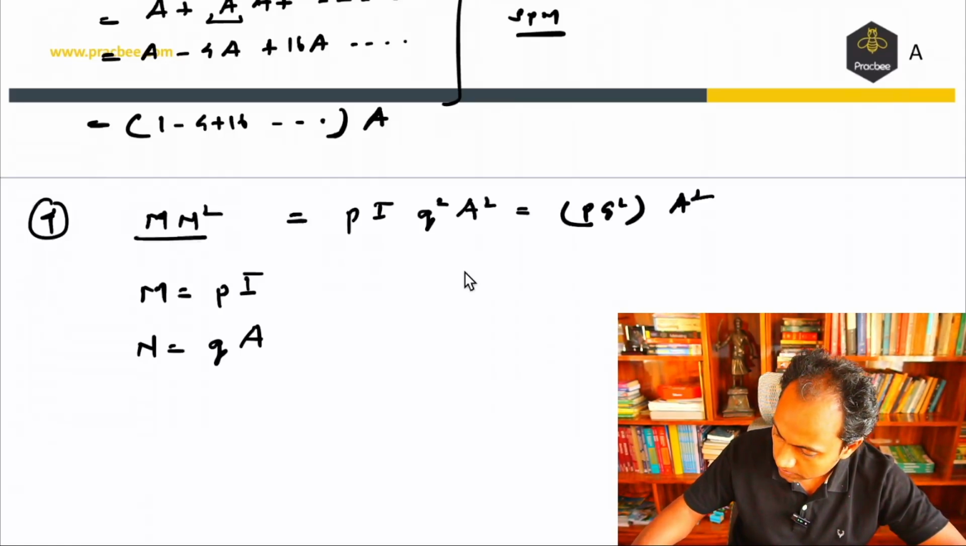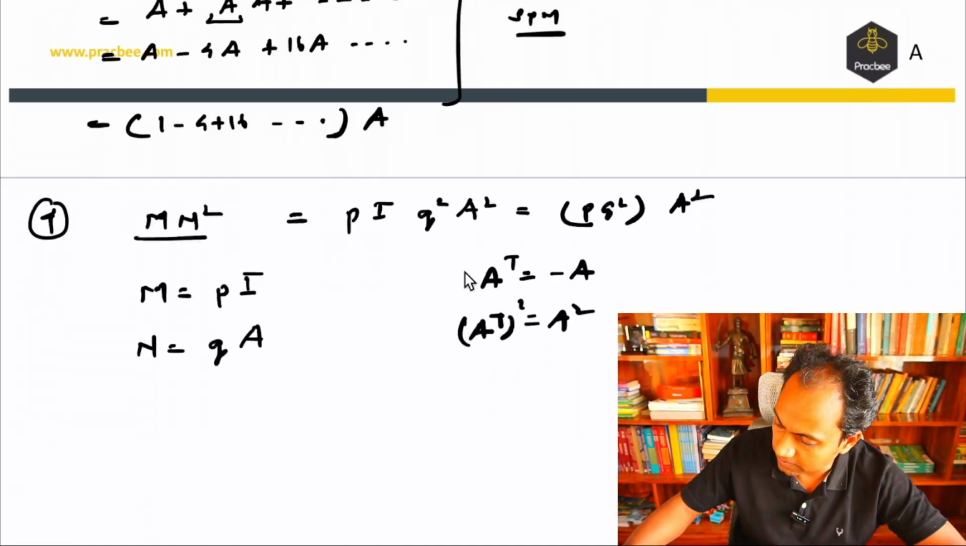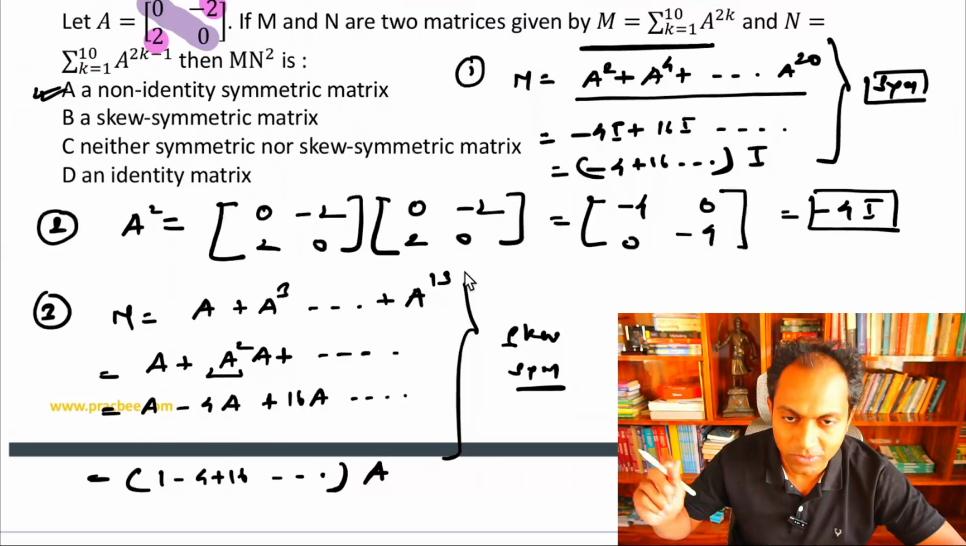into A square. See, A was skew symmetric, so transpose of A is equal to minus of A. But if I square it, what is going to happen? It will become A square. So this becomes nothing but symmetric. You can see that this comes out to be ultimately a symmetric matrix. So what we are getting as the answer is a symmetric matrix. So option A comes out to be right.